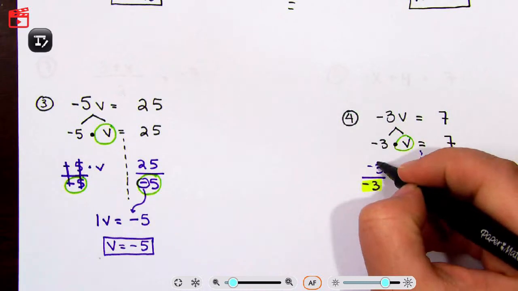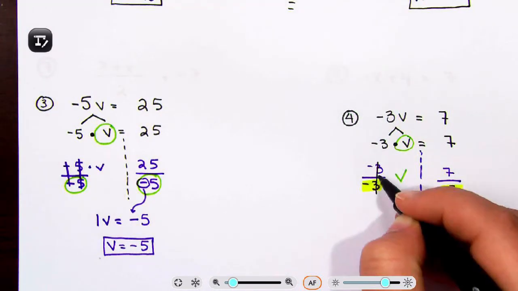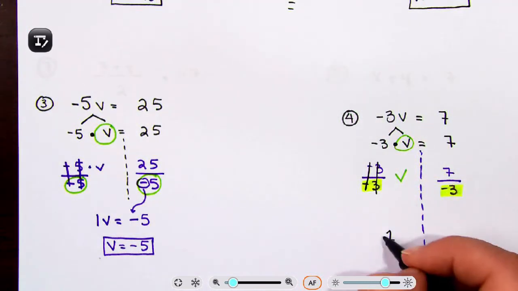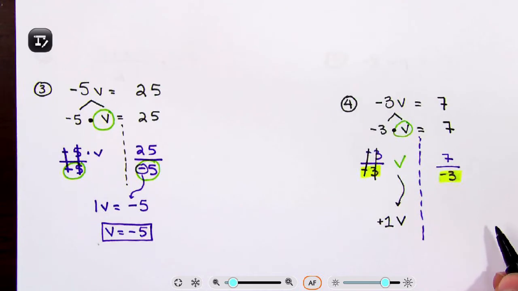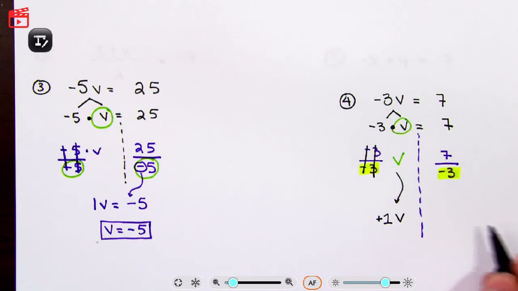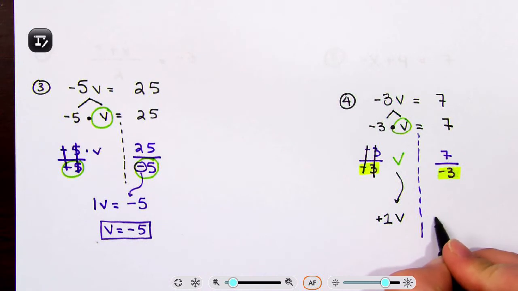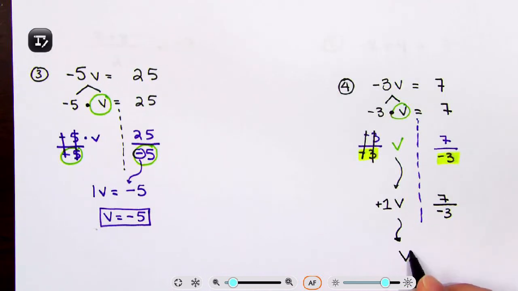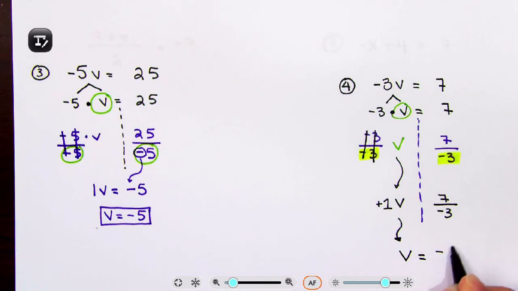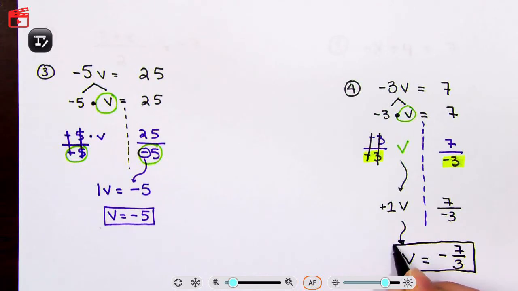So once again, 3 divided by -3 is 1. Negative and a negative is a positive, and we're bringing down the v. And here we have 7 divided by -3. Now 7 divided by -3 is not a pretty number. We cannot simplify this fraction, so we're going to leave it as a fraction. Now I'm going to rewrite this as my final answer. 1v is simply v. And here I have -7/3 as my fraction answer.